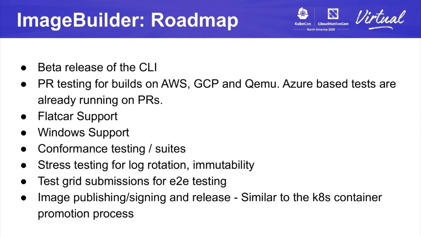Image Builder is a fairly new project, so we have a big roadmap for it. The CLI is still alpha, so one of the goals is to get it to beta. PR testing for builds on AWS, GCP and QEMU are planned. Azure is already running on PR submits. Flatcar support and Windows support are also on the roadmap. Conformance testing and test suites. Stress testing for log rotation and immutability. Submissions to the Kubernetes test grid, which is the tool we use to monitor end-to-end tests. And finally, image publishing, signing and release, which is similar to the way the official Kubernetes containers are promoted today.